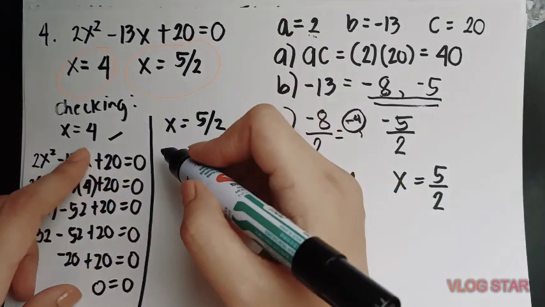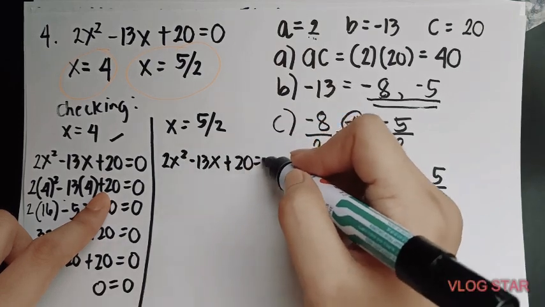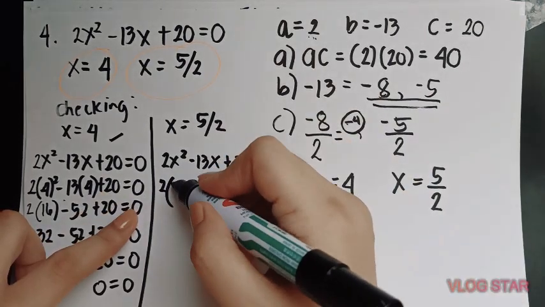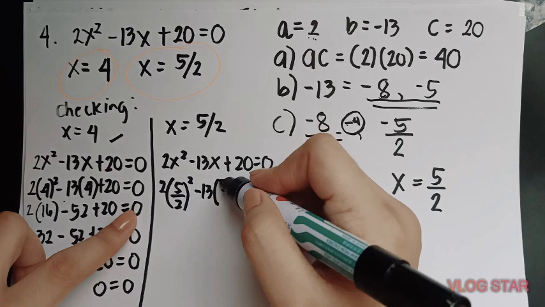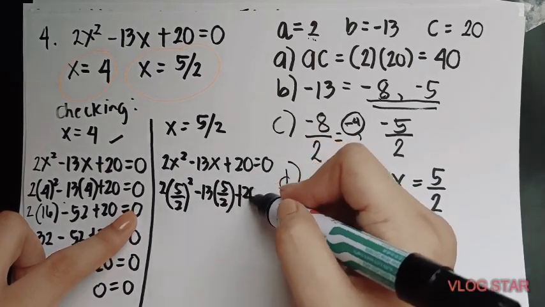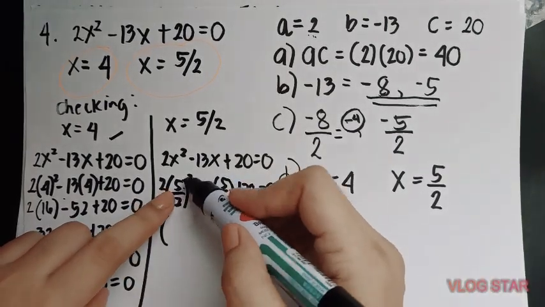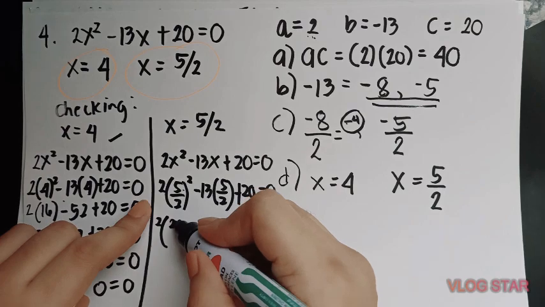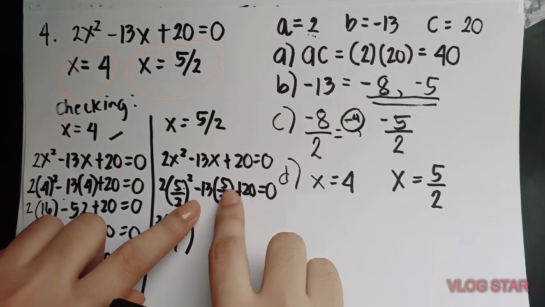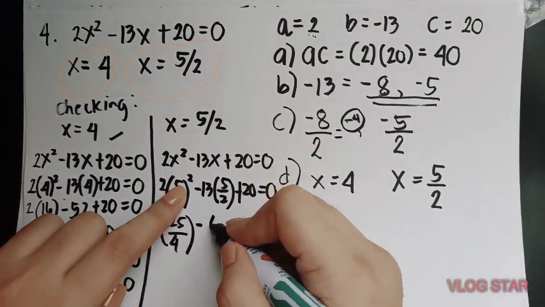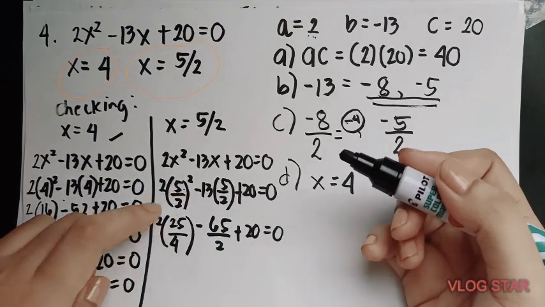What about 5 halves? So we have 2x squared minus 13x plus 20 equals 0. So we're going to have 2 times the square of 5 halves minus 13 times 5 halves plus 20. Is it equal to 0? So we're going to have here 2 times 5 halves squared. So 5 squared is 25 over 2 squared, that is 4. Negative 13 times 5, that is negative 65 over 2, plus 20. Is it equal to 0?